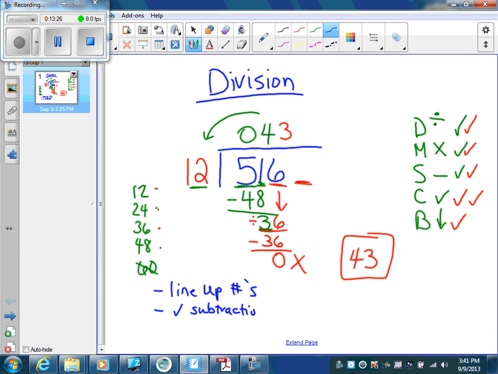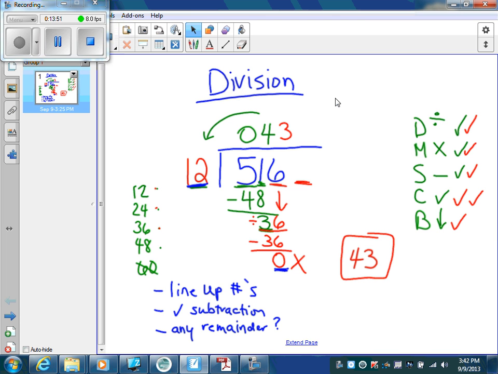And absolutely check and make sure that when you subtract that it's not bigger or the same as your number that you have dividing. And then the last one, check and make sure, do you have any remainder? Remember, remainders will be leftover, meaning this number right here, if it was more than 0, that would be my remainder.